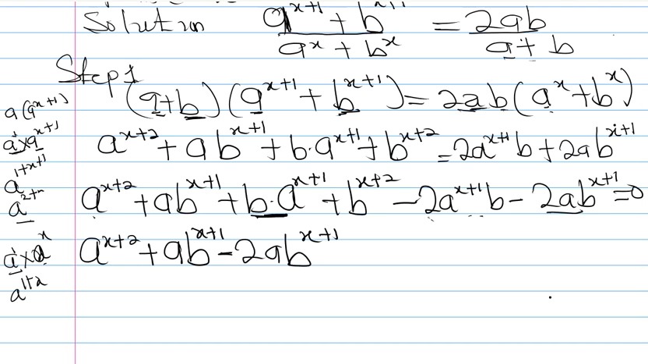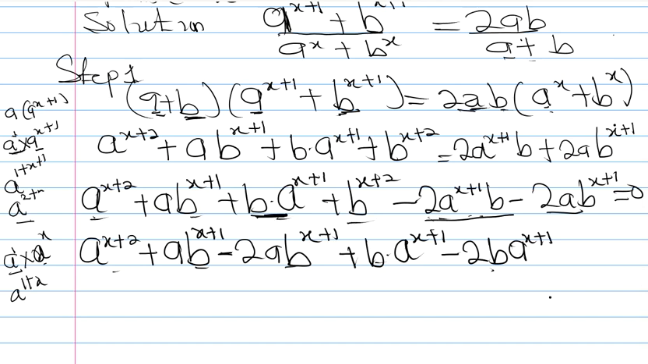Now you can also take this thing. I can say b times a^(x+1). Now look at this one. This one can also be minus 2b a^(x+1). Okay, now so 1 2 3 4 5, 1 2 3 4 5 6. We have this value, b^(x+2), equal to 0.